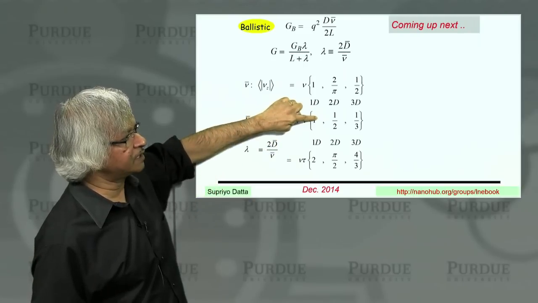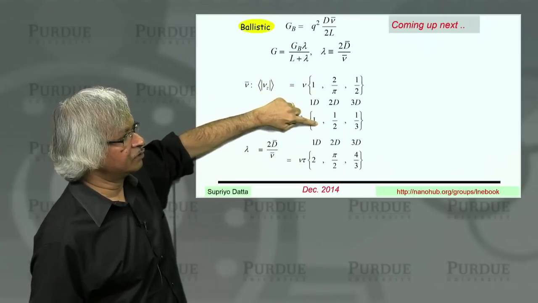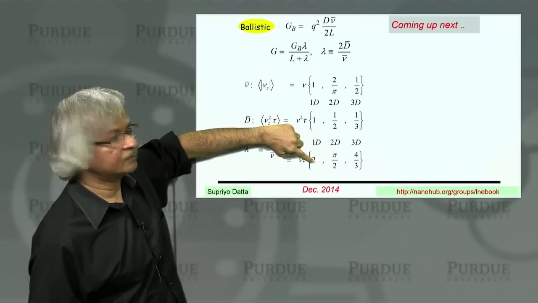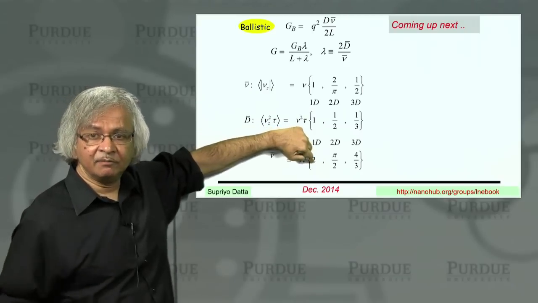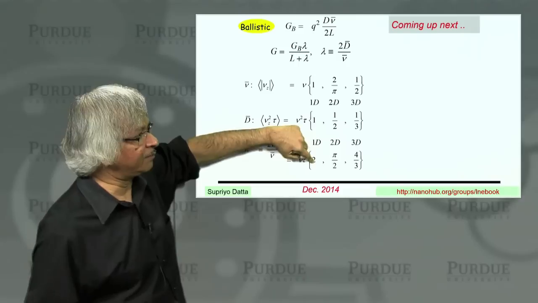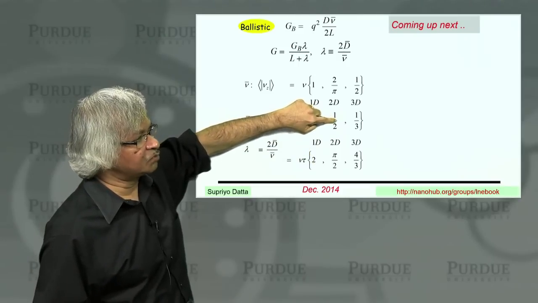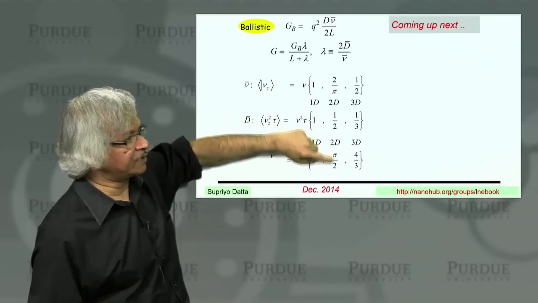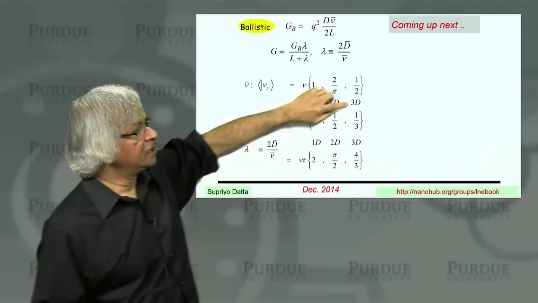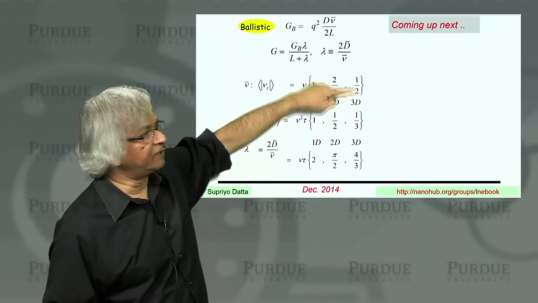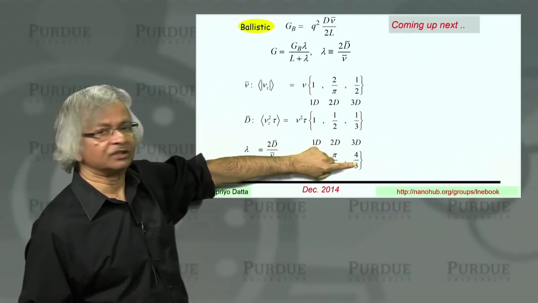It's like 2 times this divided by that. So for 1D you get 2, like we had discussed before. That's this mean free path for backscattering that I had mentioned. 2 times this is 1 divided by 2 over pi. That's what gives you pi over 2. 2 times this is 2/3 divided by half. That's what gives you the 4/3.